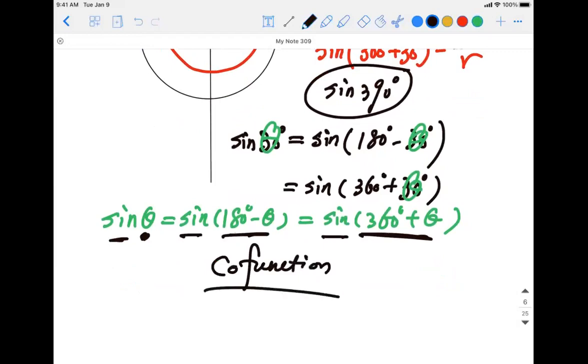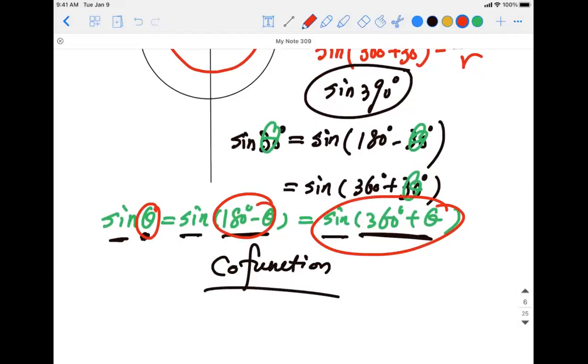Trigonometry cofunction is a methodology which helps you build up the relationship between various angles. So you might have a very easy angle, an acute angle, 30 degrees. You might have an obtuse angle. You might have a gigantic angle. But nevertheless, there are some rules that build up the relationship between all those angles.